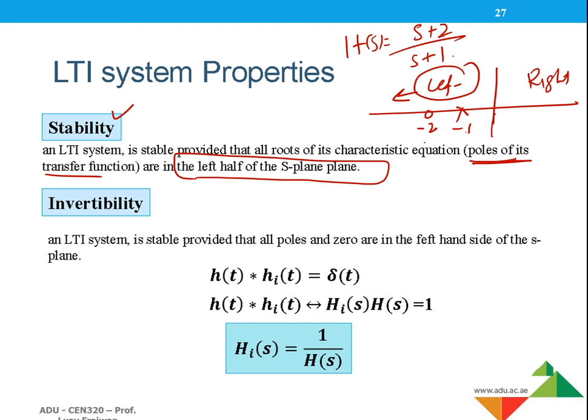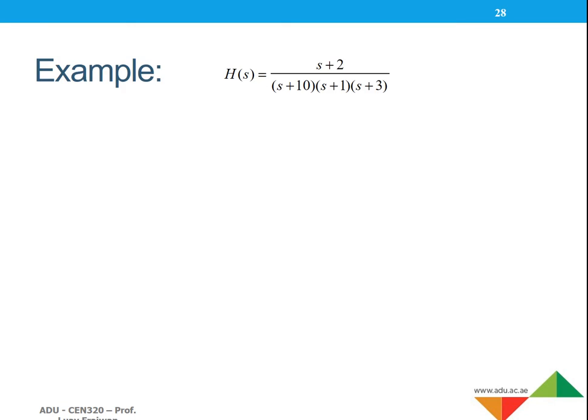Invertibility: there is a system whose inverse exists, such that the inverse of H(s) is 1 over H(s). If you multiply them, you will get 1, so that system will be invertible. So this is one example. Check whether this system is stable or not, memoryless or not. Check all the properties. Try this at home, and we will solve this also in the live session.